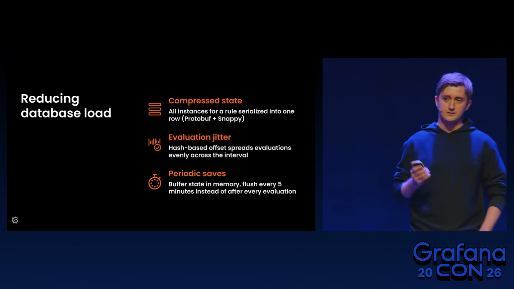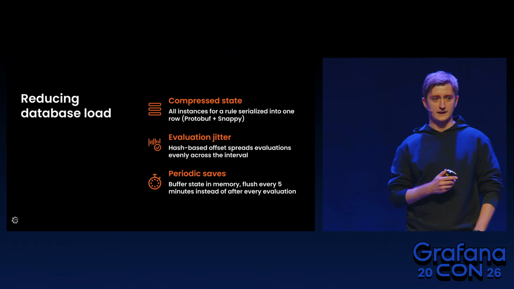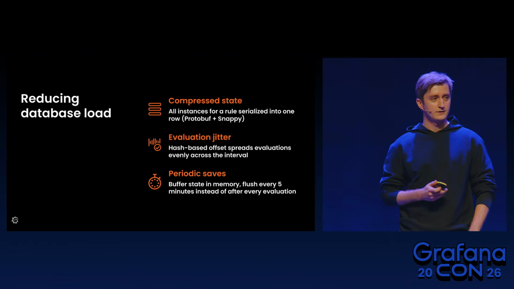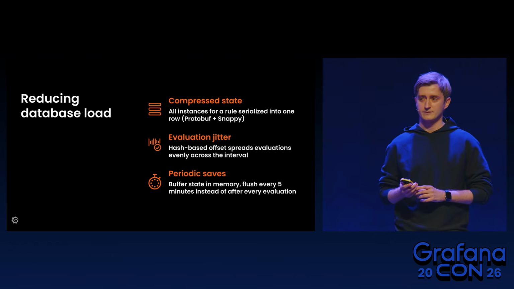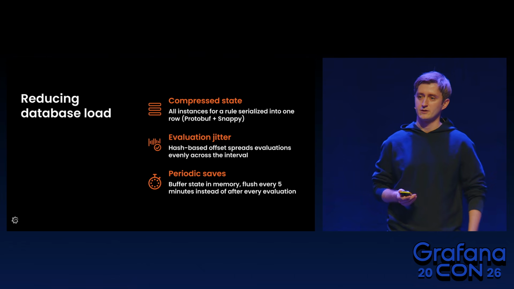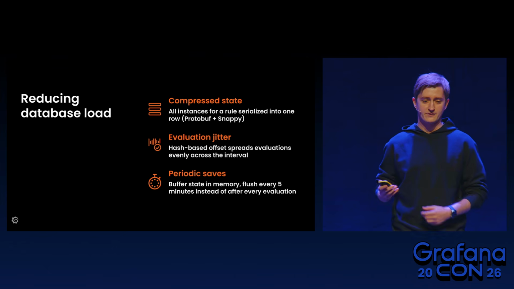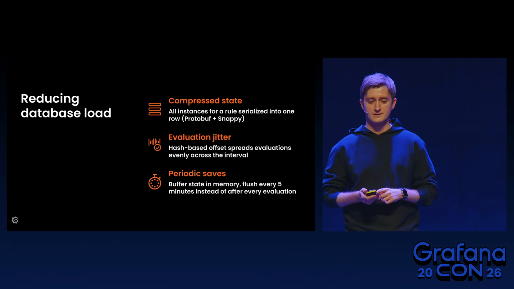And the third thing it can do is periodic saves. I mentioned that Grafana saves alert state to the database after each evaluation, but it can also buffer the state in memory and flush to the database periodically, let's say every 5 minutes. Of course, there is a trade-off. If Grafana crashes during those 5 minutes, you lose unsaved transitions, and they recover on next evaluation.